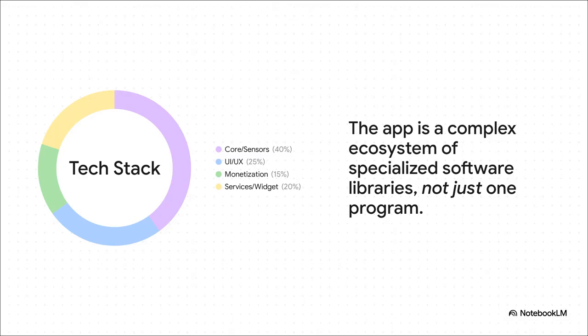And if you look at the app's DNA, you can see it's this whole ecosystem of specialized software parts. And get this: only 40% of the app's code is for the actual core flashlight function. The rest, the other 60%, is dedicated to things like making the user interface feel smooth, creating nice animations, and, well, there it is, a big chunk for monetization and other background services.